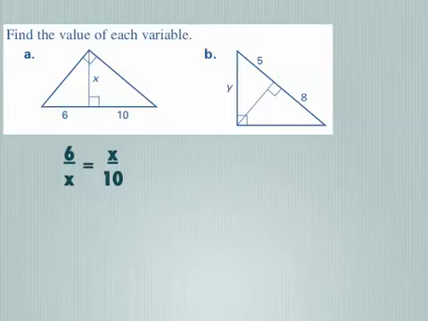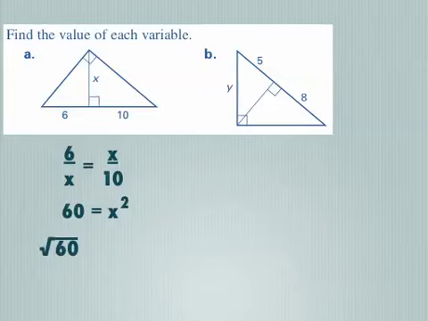Now I need to cross multiply, and I would get 60 equals x squared. Take the square root of both sides, so you get the square root of 60, which can be simplified to 2 square roots of 15. If you notice in this example, I just took the geometric mean, if you remember talking about that, of 6 and 10. So I said we would touch on that later, and that's what we just found in A.